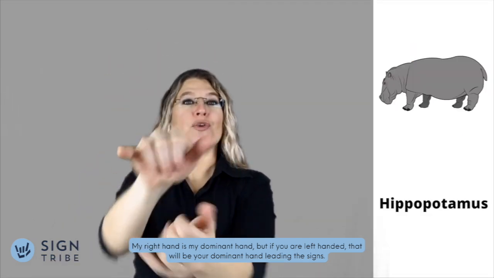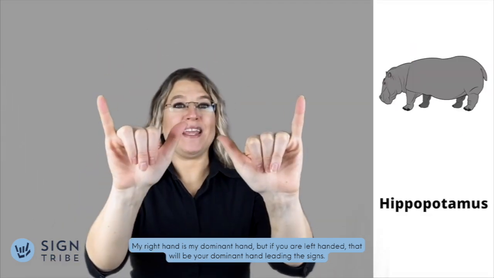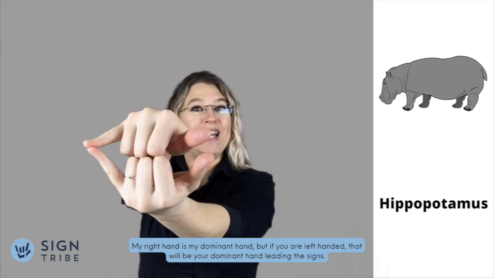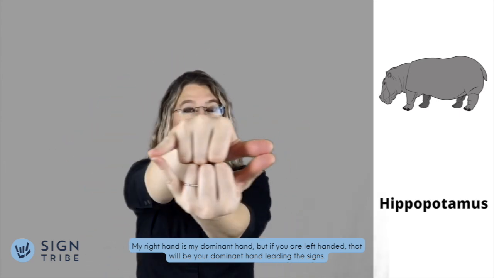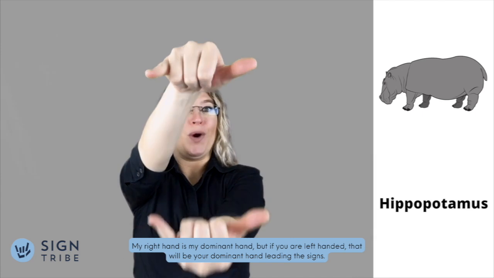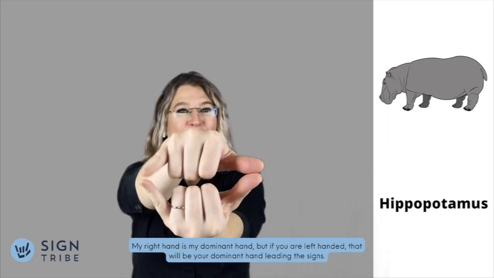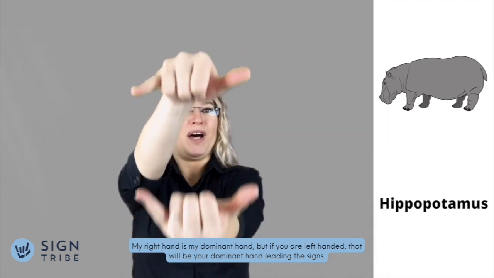Hippopotamus. You're going to use your thumbs and your pinkies with my right or dominant hand on top, touching together and then open like a wide open hippopotamus mouth with his teeth.